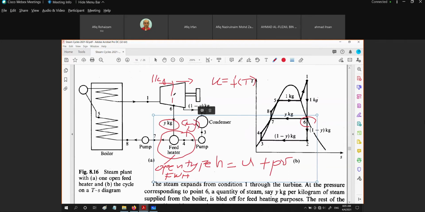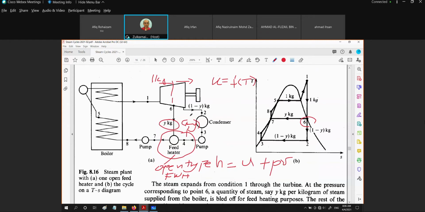Okay, so as far as the mass conservation is concerned, we can see that 1 minus Y plus Y, what is coming out at state 7 is 1. Okay, is 1. And then the rest is 1, 1. From here is 1 kg, or the fraction of mass is 1 kg up to 6. Okay, so this is what we have as far as the regenerative is concerned, right?